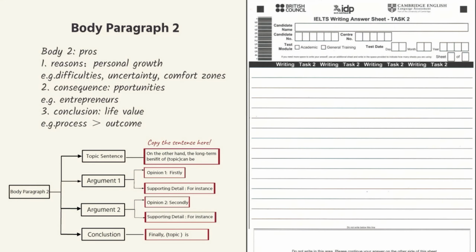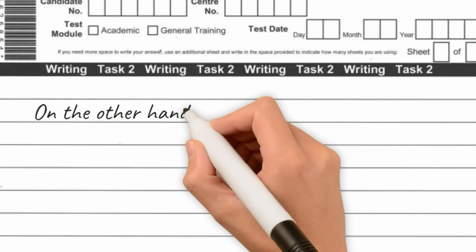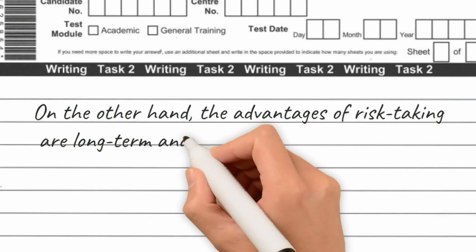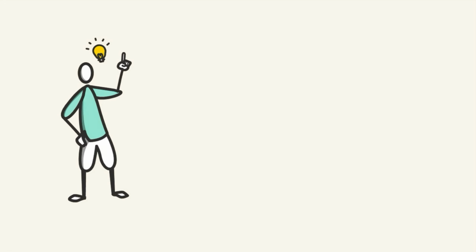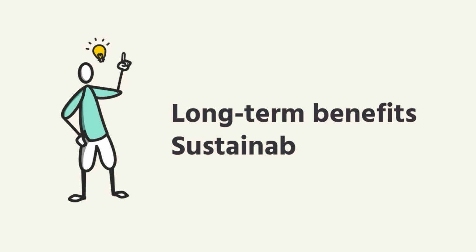The topic sentence. On the other hand, the advantages of risk-taking are long-term and sustainable. Tip 2. A useful technique for constructing arguments in a discussion essay is the long-term and sustainable benefits perspective. It's really universal. Please try it.